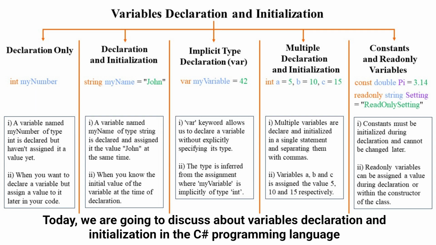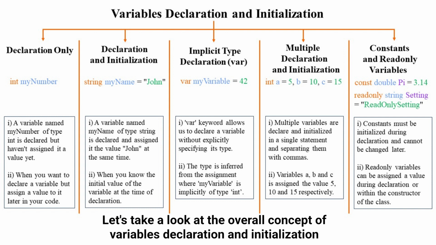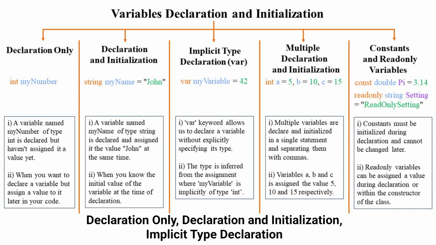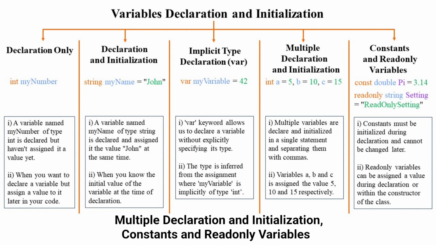Today, we are going to discuss variables declaration and initialization in the C# programming language. Let's take a look at the overall concept of variables declaration and initialization in the C# programming language in this image, which consists of 5 types: declaration only, declaration and initialization, implicit type declaration, multiple declaration and initialization, constants and read-only variables.